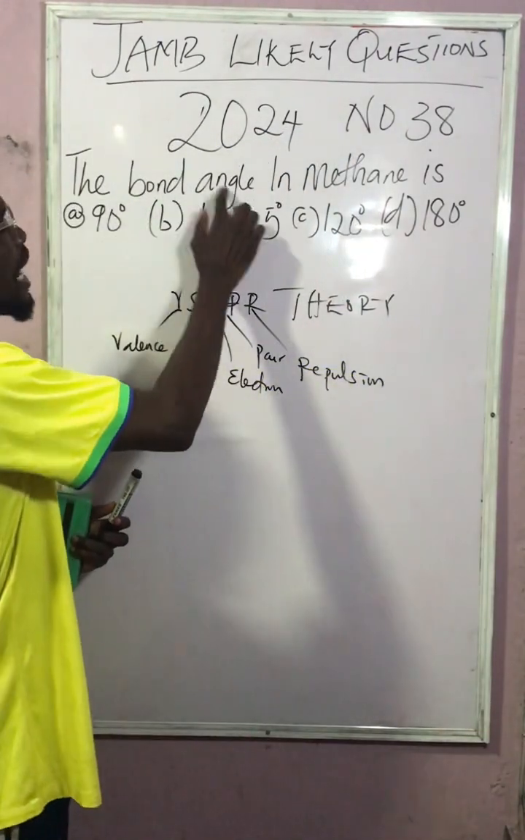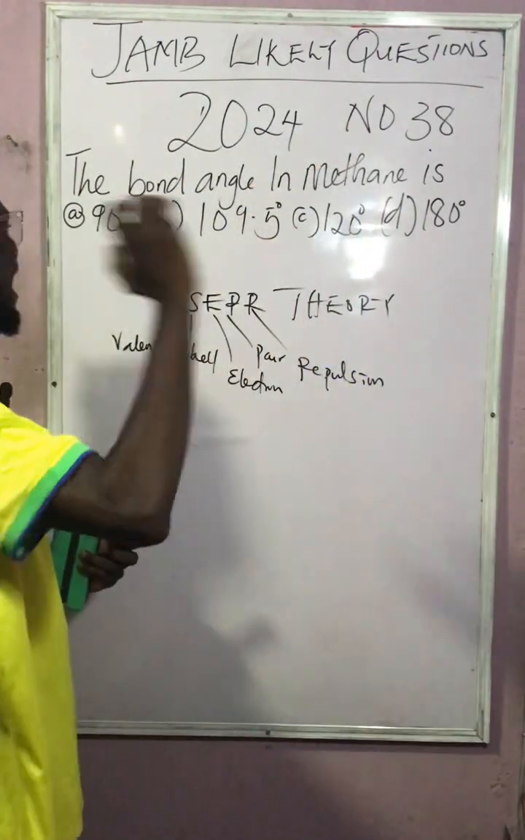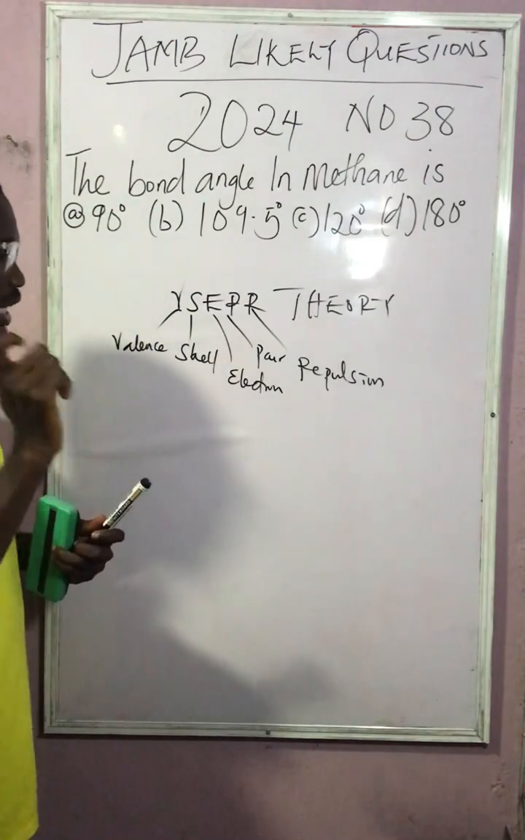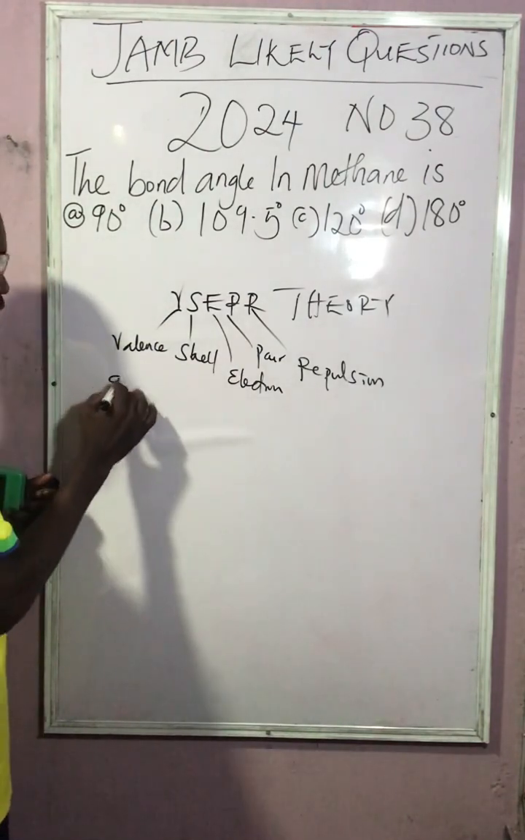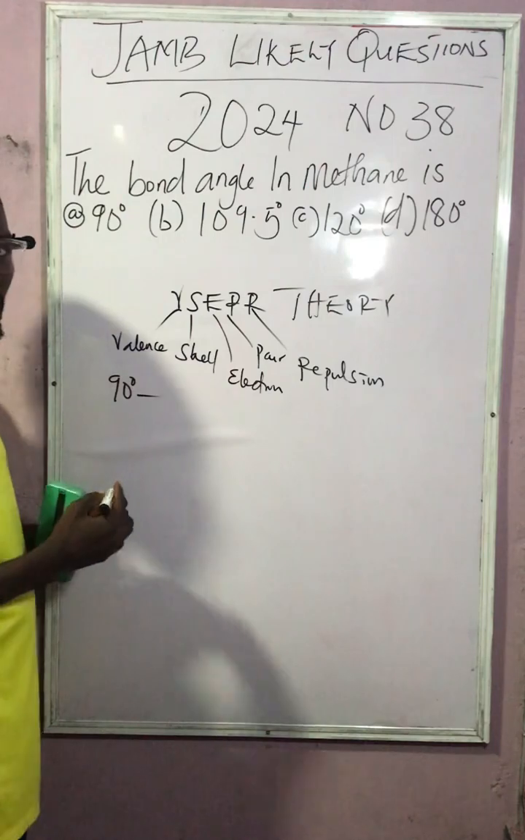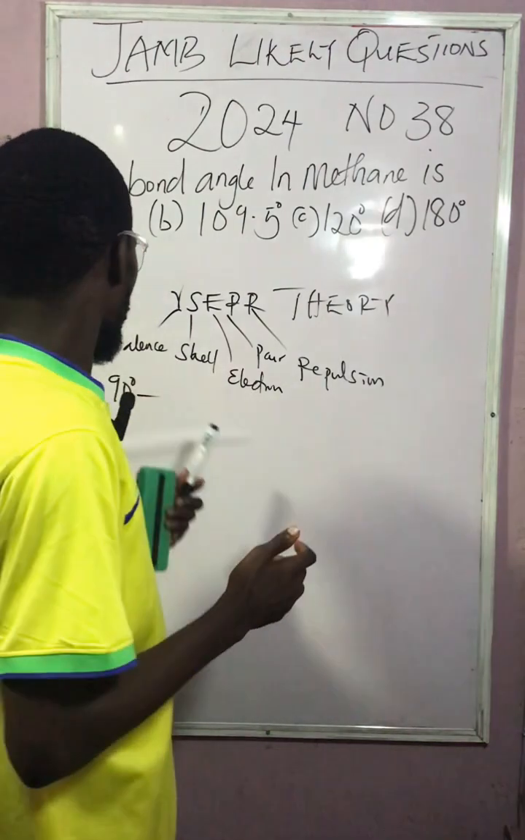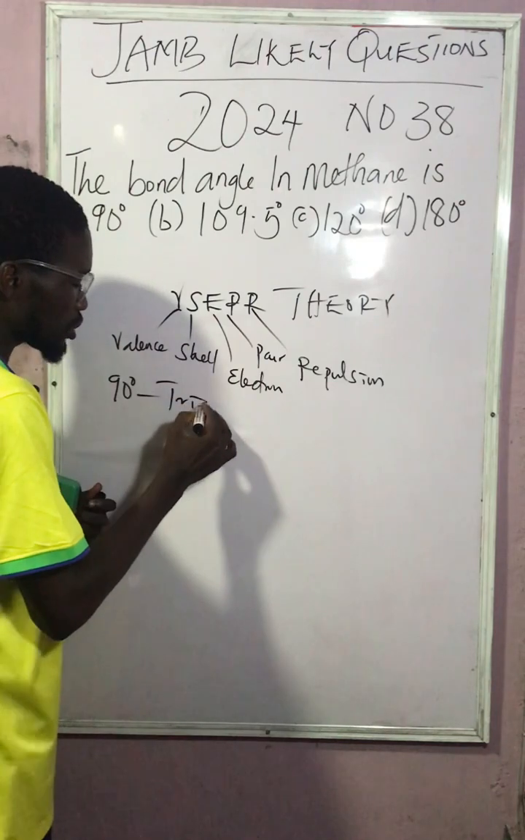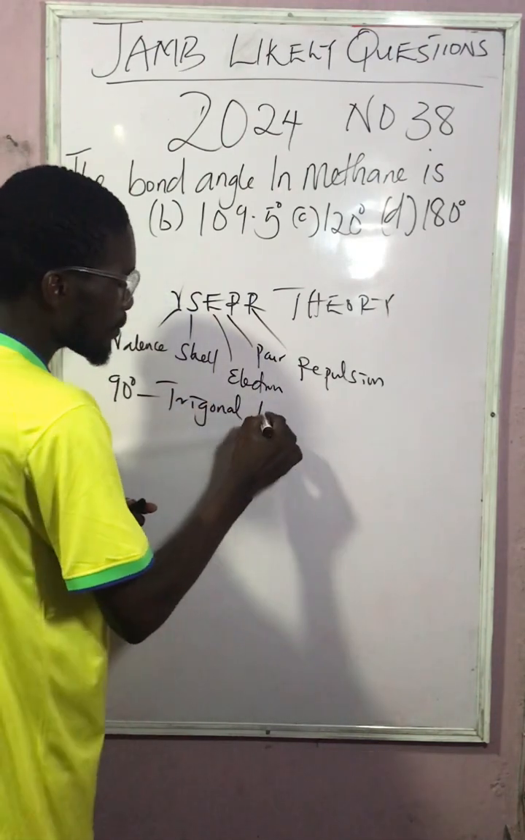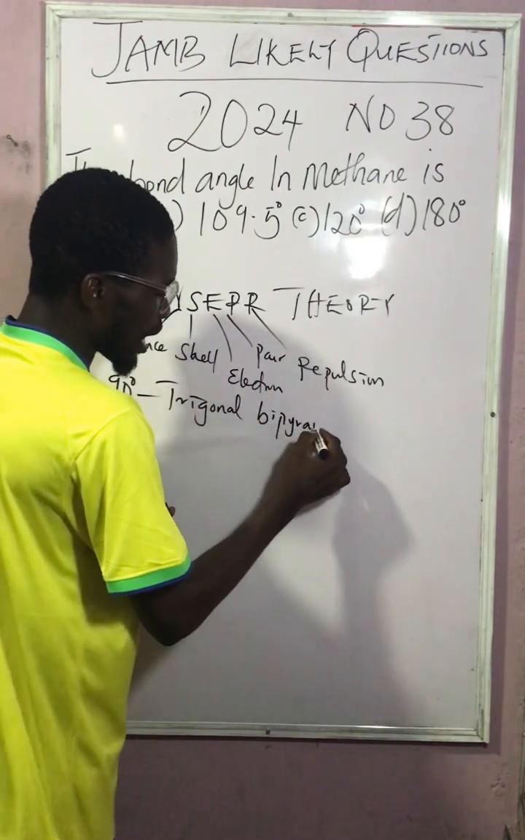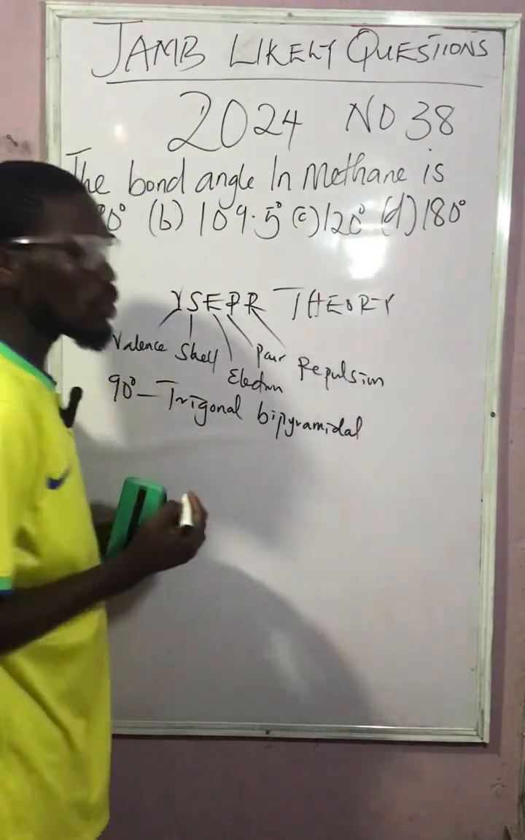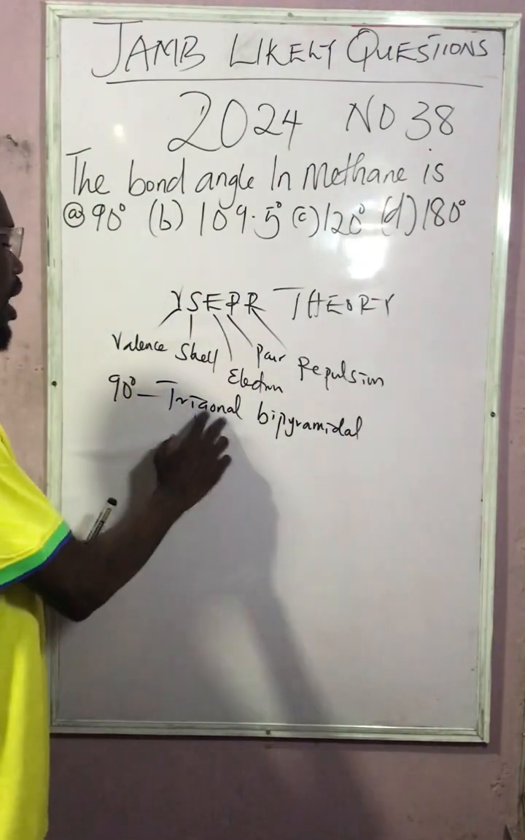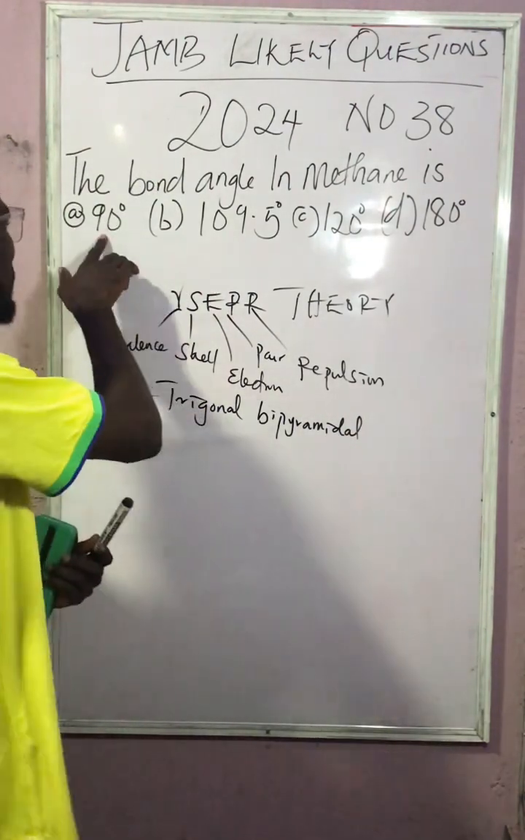They said the bond angle in methane is what? 90 degrees. Mind you, as a student, a good example of this 90 degrees, don't forget before we move on, we call this trigonal bipyramidal. And what is an example of this trigonal bipyramidal of 90 degrees?